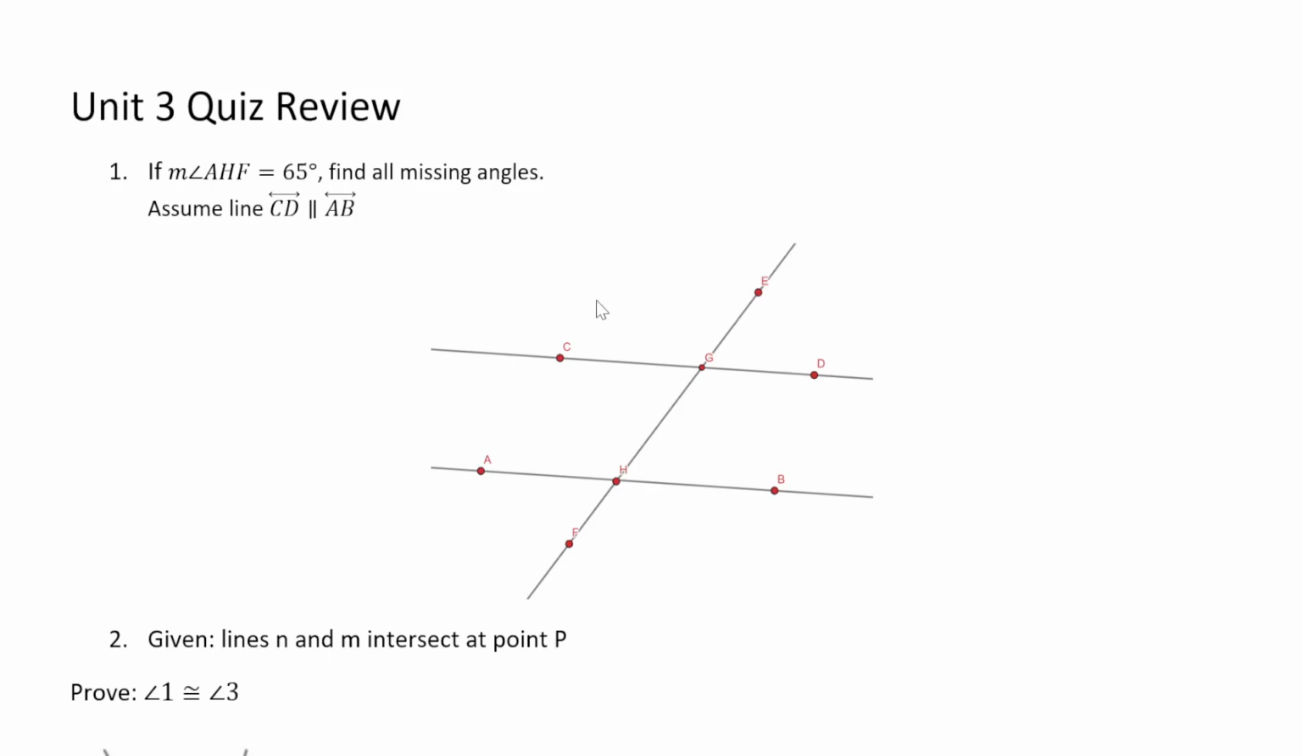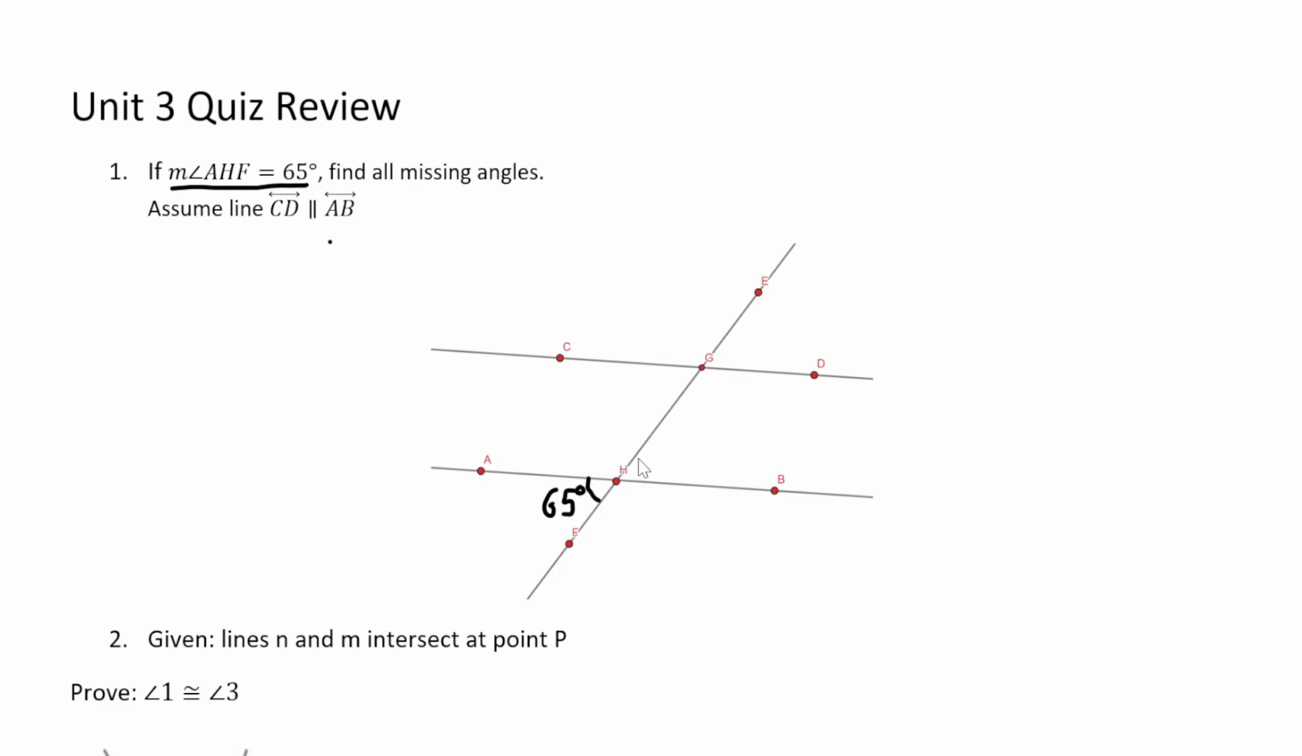Okay guys, so in this video I'm just gonna go over the whole study guide question by question, answering everything. Alright, so the very first thing that I want to do is question 1. Okay, so in question 1, you just have to find all of the given angles. You want to find all the angles given that the measurement of angle AHF is 65, and AHF you can find down here. So this angle is 65 degrees.